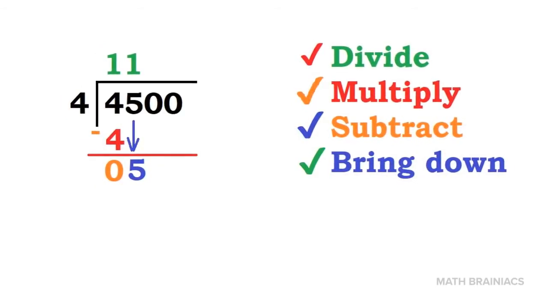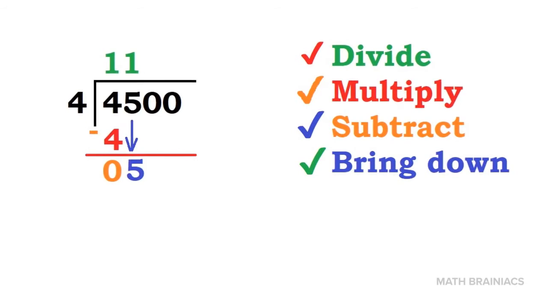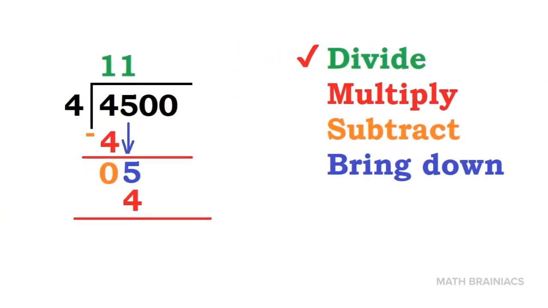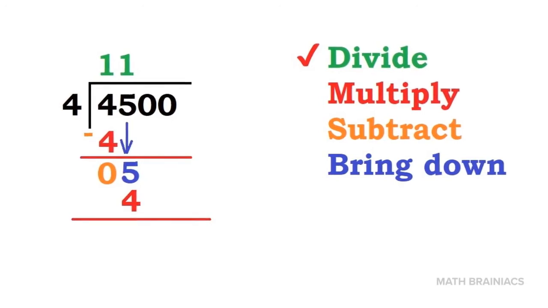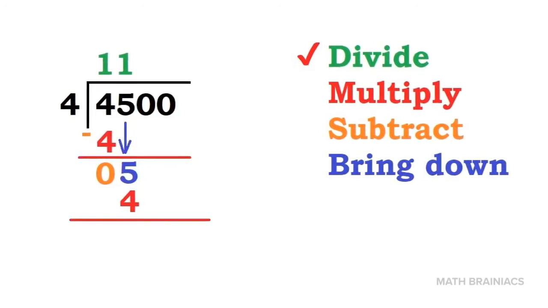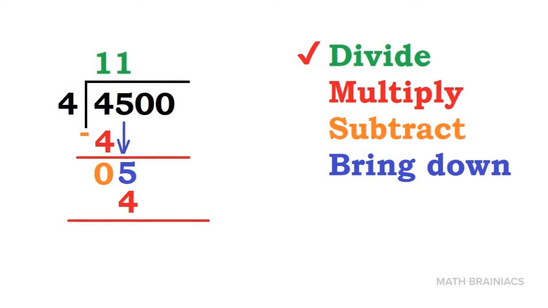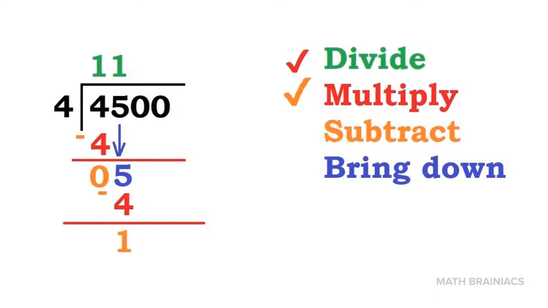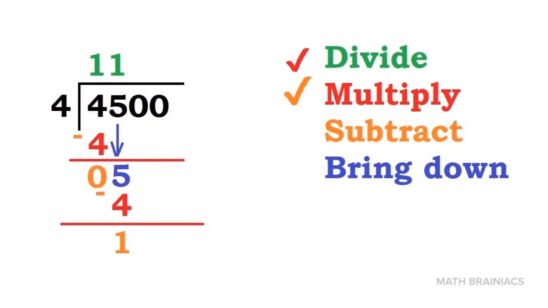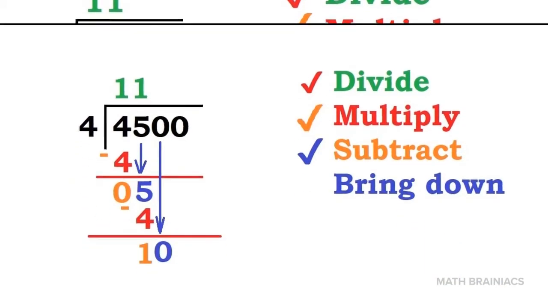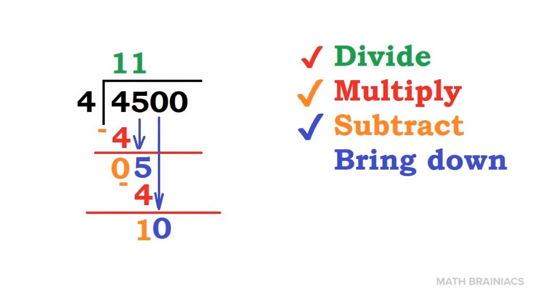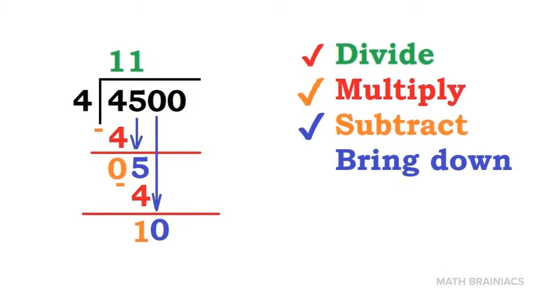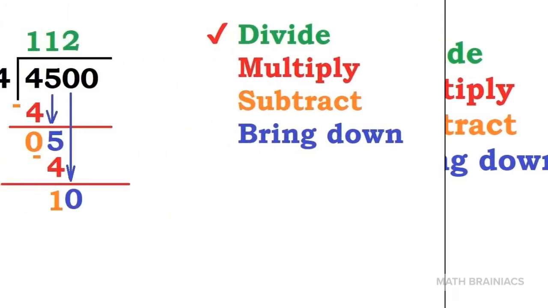Then, we are going to divide again. How many 4 are there in 5? There is 1 4 in 5. Afterwards, we're going to multiply the quotient 1 with the divisor 4. 1 times 4 is 4. After multiplication, we are going to subtract 4 from 5, which will give us 1. Next, we are going to bring down the 0. And it will give us 10.